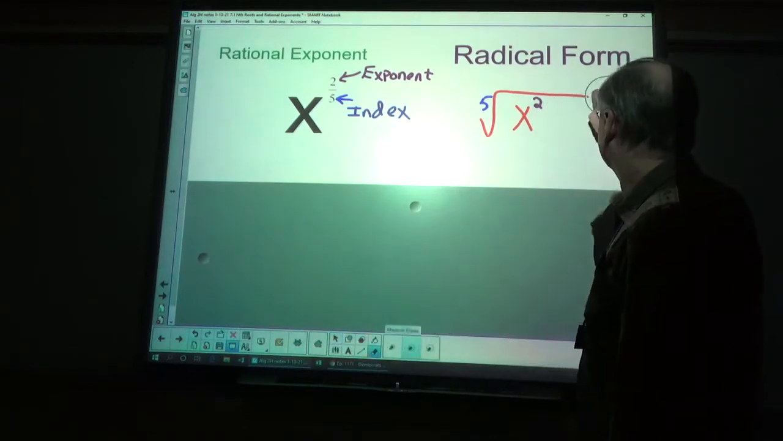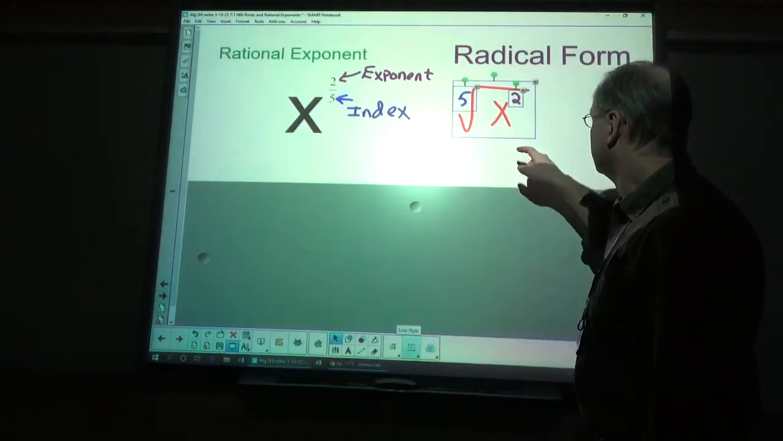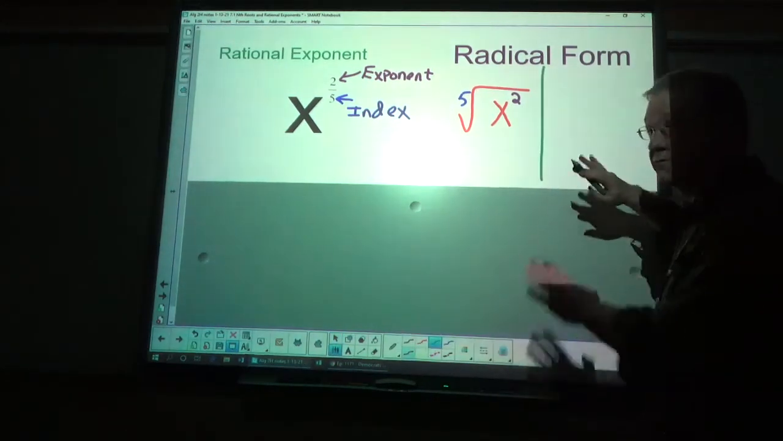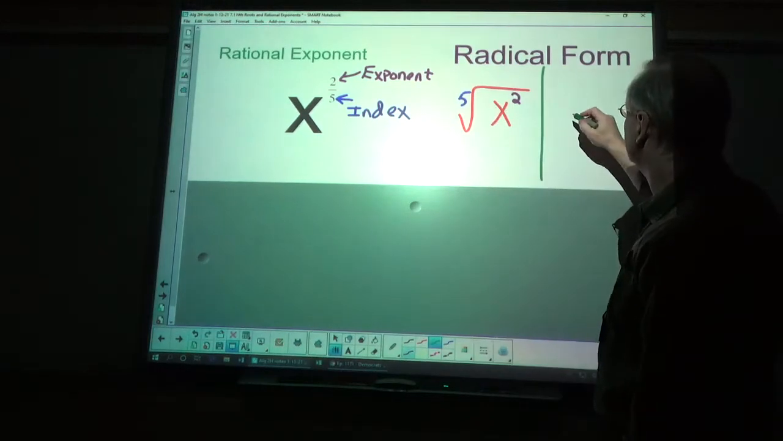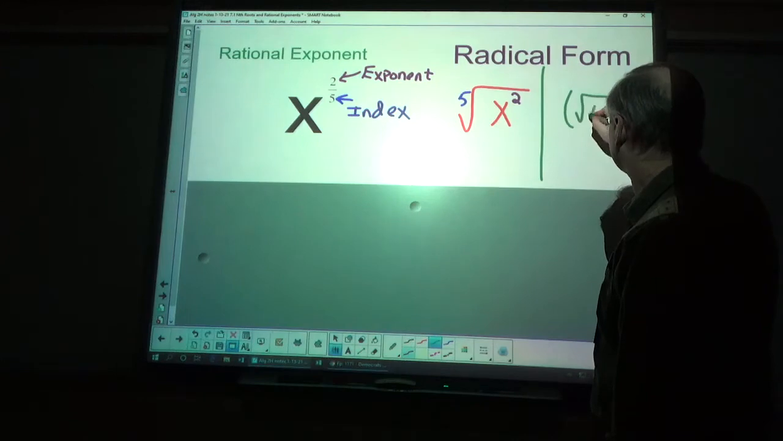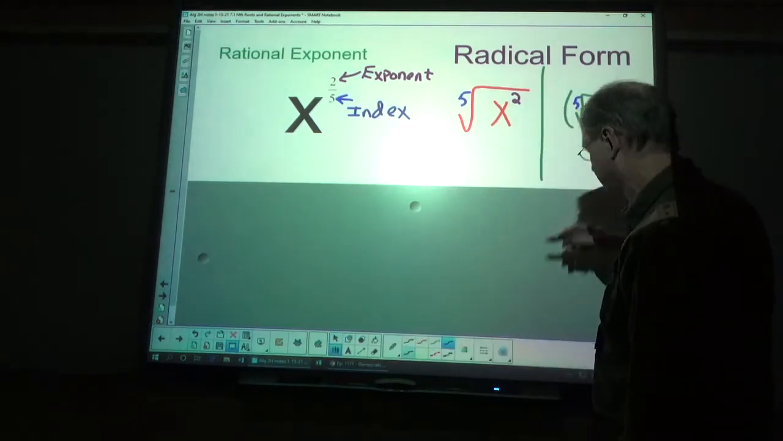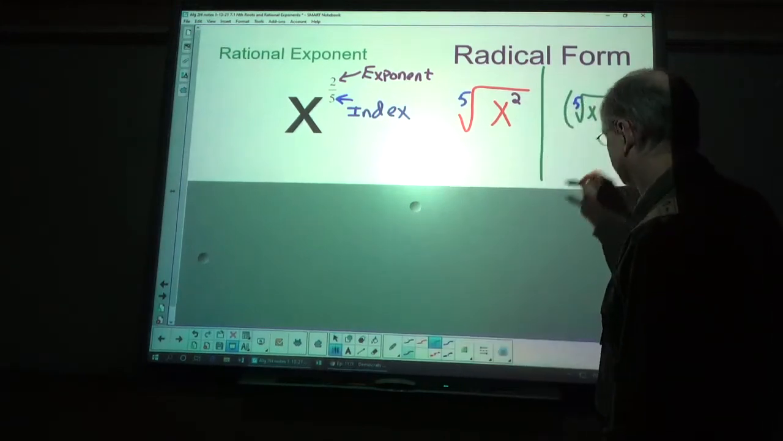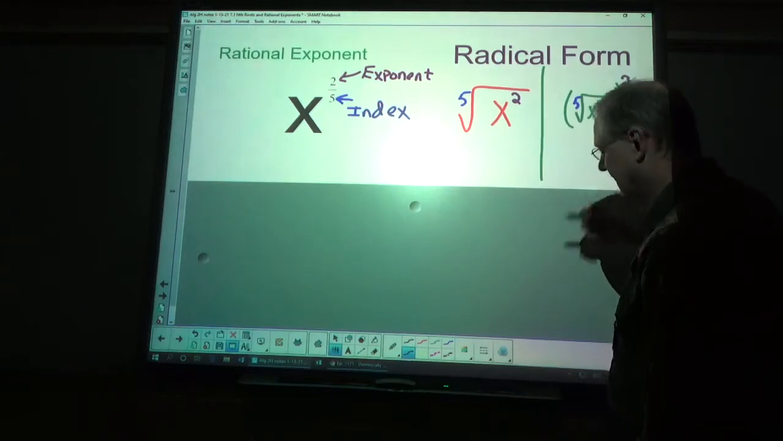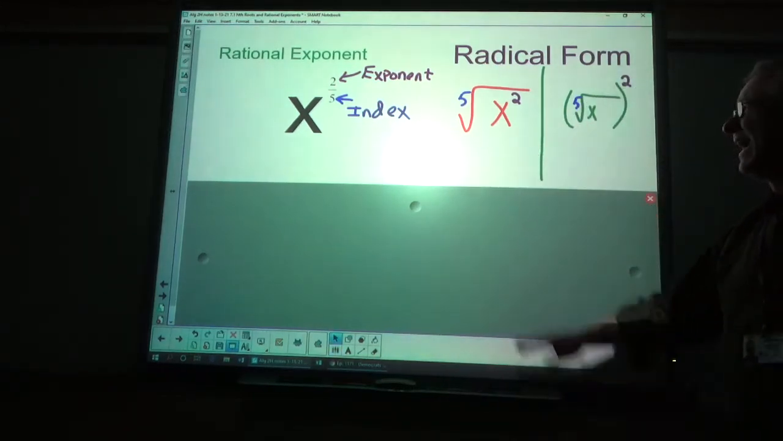Now, let me just shorten that up a little bit. Now, I also want to show you one other thing. There's another way that this could be written. Let me just show you separate. You could write this in a parenthesis, and you could say a fifth index, or a 5 for an index, and then the 2 is outside. Either one of those would be acceptable.